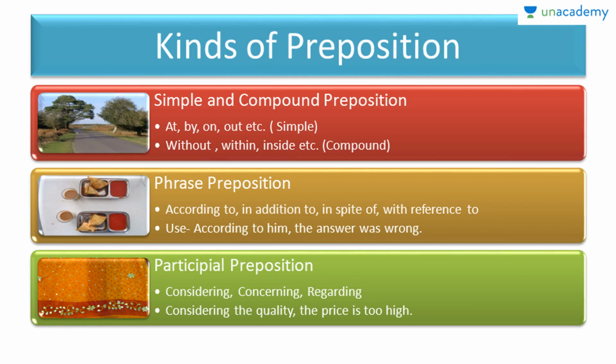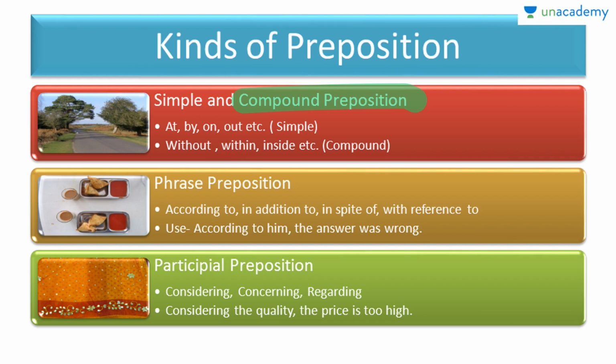Moving on, we have kinds of preposition. There are basically 4 kinds of preposition. The first is simple preposition, for example at, by, on, out, etc. The next is compound preposition. Compound prepositions are made from 2 different prepositions that come together and make a preposition. The word compound itself, etymologically speaking, conveys something that is made out of 2 different words, and thus called compound.